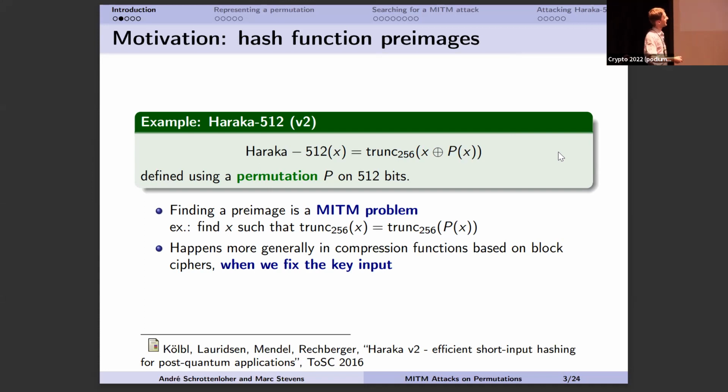More generally, this is going to happen when we have a compression function based on a block cipher. On a block cipher you have not only the input x but also an input key. If we fix the key input, you get a permutation. And so you could still apply the same techniques.